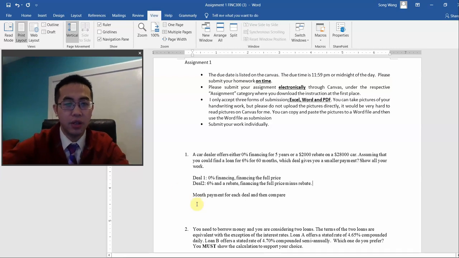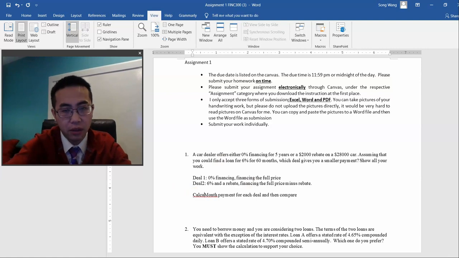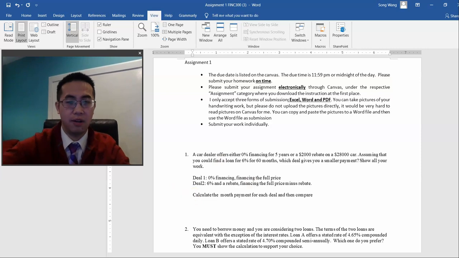All right, so you need to calculate the monthly payment for each deal and then compare. Whoever offers a smaller monthly payment is the better deal.